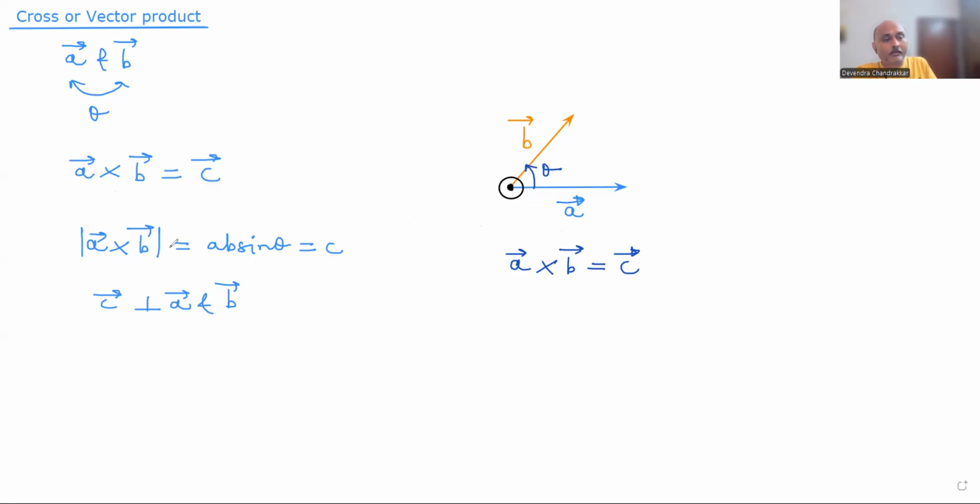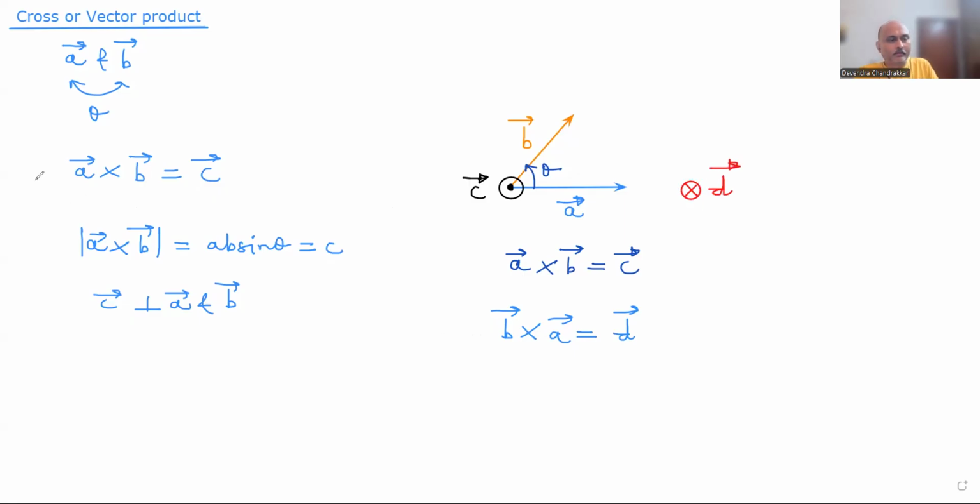What about B cross A? B cross A is some vector D, and vector D is going into the plane. So this dot was representing vector C, same color, same direction, and the cross will be representing vector D.